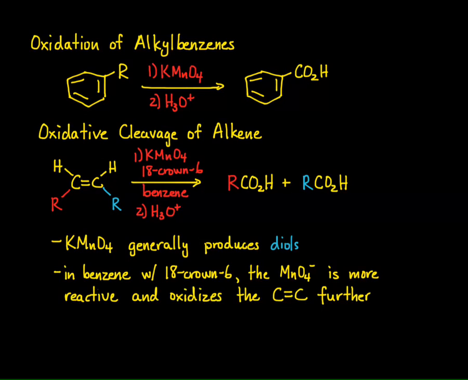So this is a little tweak on a reaction that we've already seen. Remember, if I take an alkene and treat it with potassium permanganate, I get vicinal diols. When I take an alkene and treat it with potassium permanganate in the presence of 18-crown-6 in benzene, I get carboxylic acids.